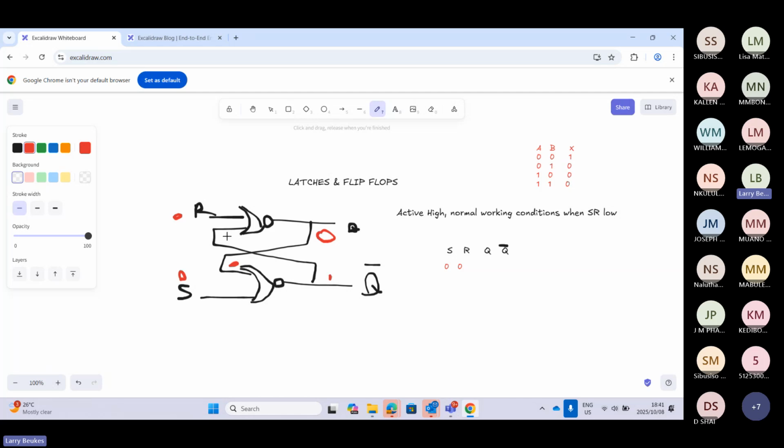This Q naught is going to move from here and become an input here as a 1. So 0 and a 1 will give us a 0, right? So a 0 is here, 0 comes here, 0, 0 gives us a 1. We take this one here, 0, 1 gives us a 0.